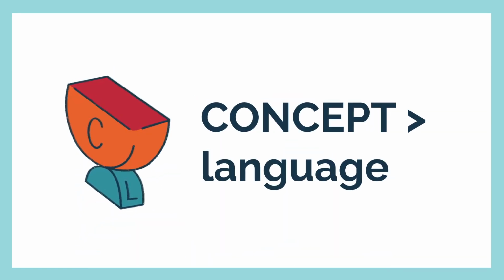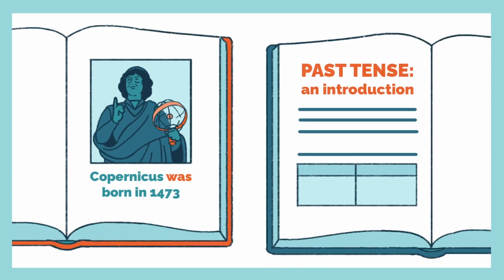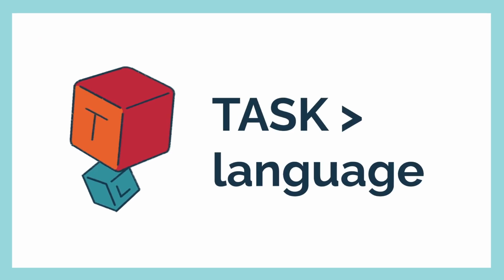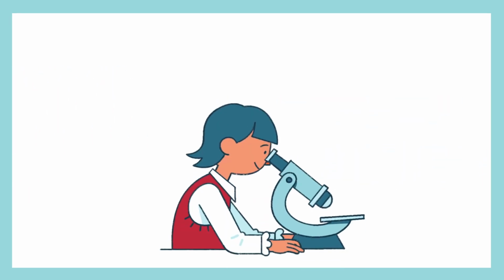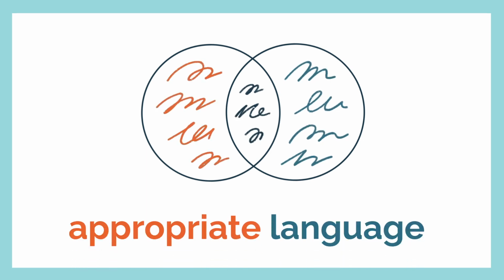The second parameter says that the concept dictates the language. For example, in a history course, we use past tenses, whether the students have had the formal introduction to it or not. Similarly, a specific task we want the students to perform dictates the language to be used. For example, in a biology lesson, the teacher may ask students to compare and contrast animal and plant cells. To perform this task, the students will need the appropriate language.